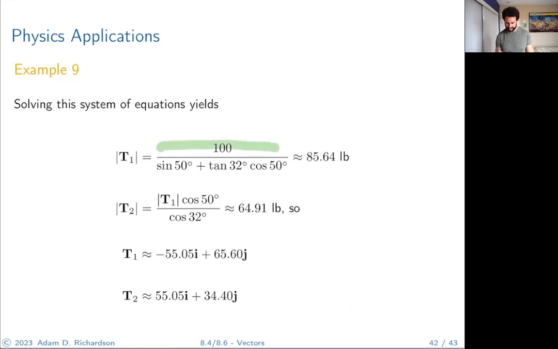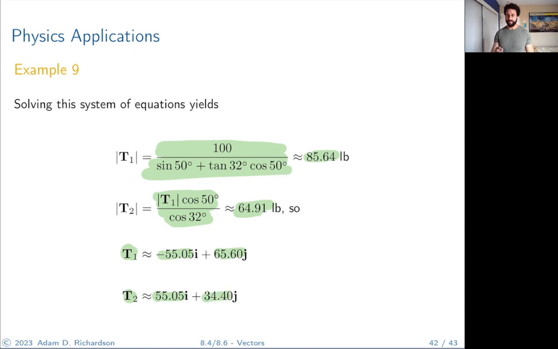So the length of T1 is this. Then you can use a calculator or a computer to approximate it, and we get 85.64. That's the magnitude of the force, not the length. And then what's T2? The magnitude of T2 is going to be this value, and again, you could use a calculator or a computer to get an approximation, and it will give you 64.91. Now that we know the magnitude of those two forces, we can describe the forces, at least approximately because we approximated. So the force T1 is this much in the direction I, this much in the direction J, and the force T2 is this much in the direction I, this much in the direction J.